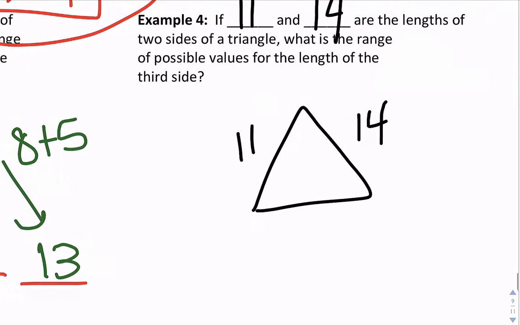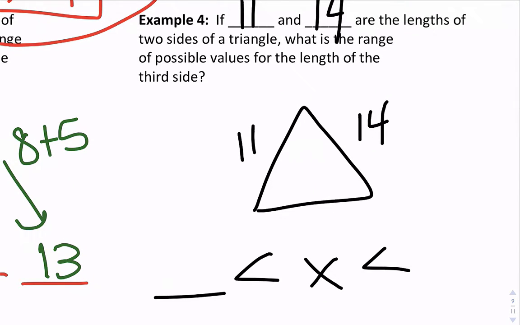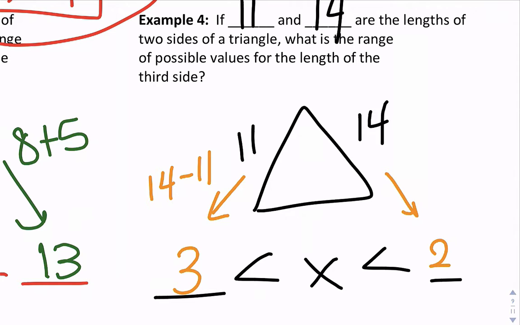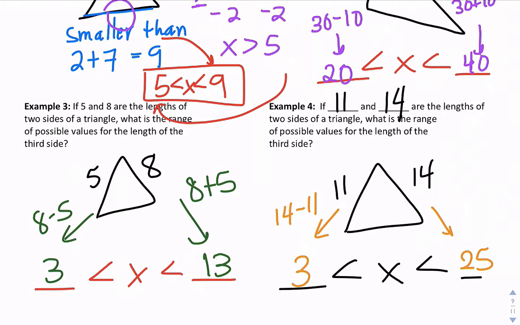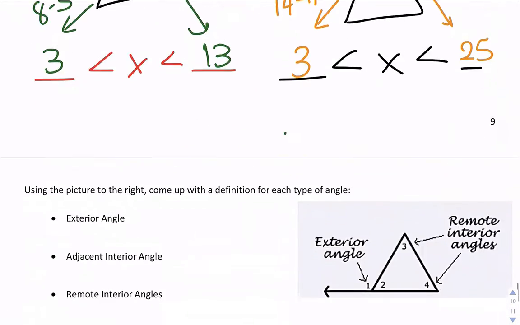What is the range of values? So again, here's our inequality. It can't be lower than, we'll subtract them, 14 minus 11, 3. So x has to be bigger than 3, but smaller than 25. And then the side lengths will work in the triangle inequality. All right, so there's the first part of today, finding the range of values that your triangle can be.